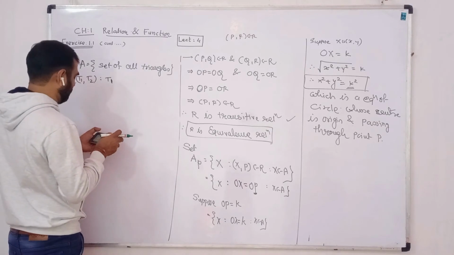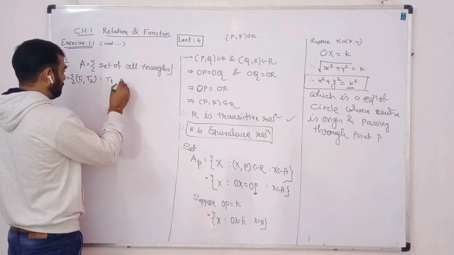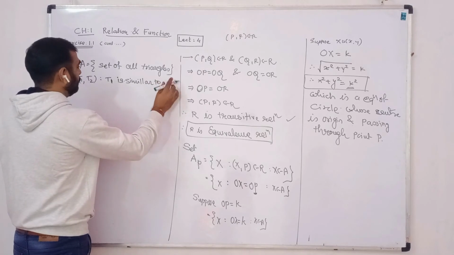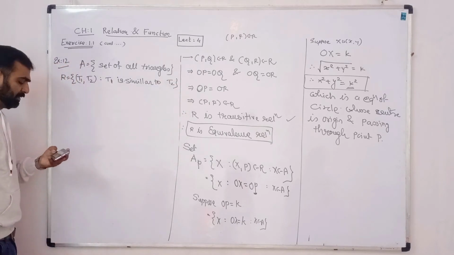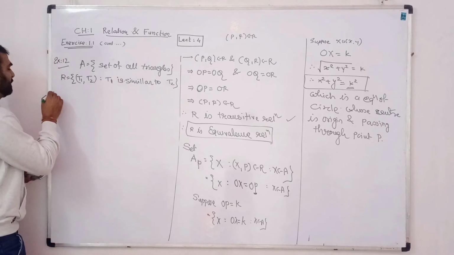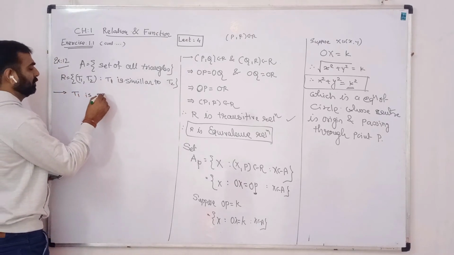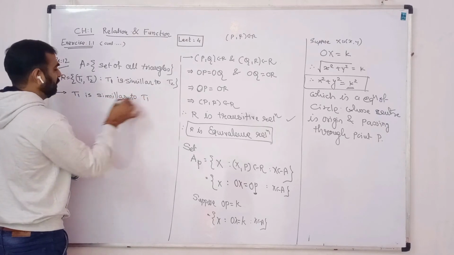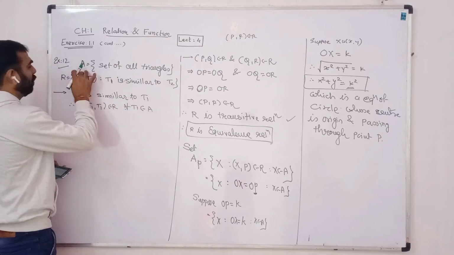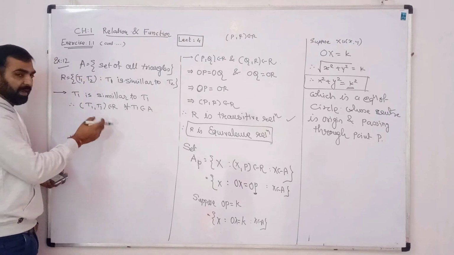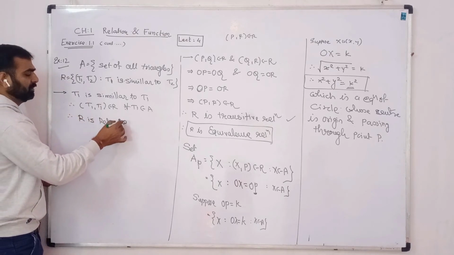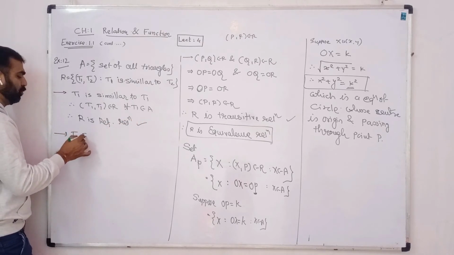Let us write T1, keeping what is written. Sometimes teachers have some problems. T1 is similar to T2. Now prove that it is an equivalence relation. For an equivalence relation, first of all we need reflexive. In reflexive we can write T1 is similar to T1. Therefore we can directly write T1 belongs to R, for every T1 belongs to set A. Take any triangle from the set; a triangle itself is similar to itself. Therefore R is a reflexive relation.